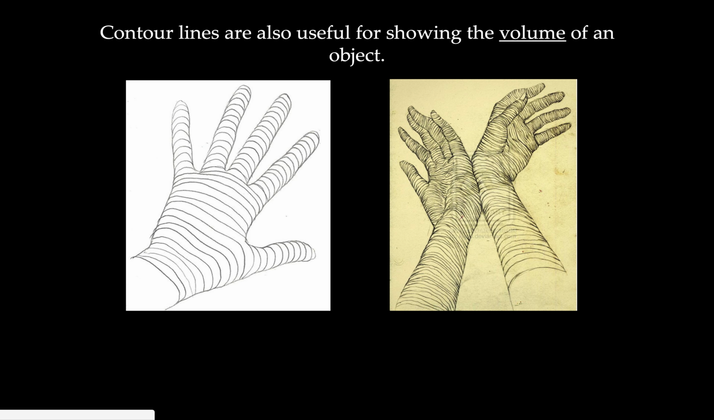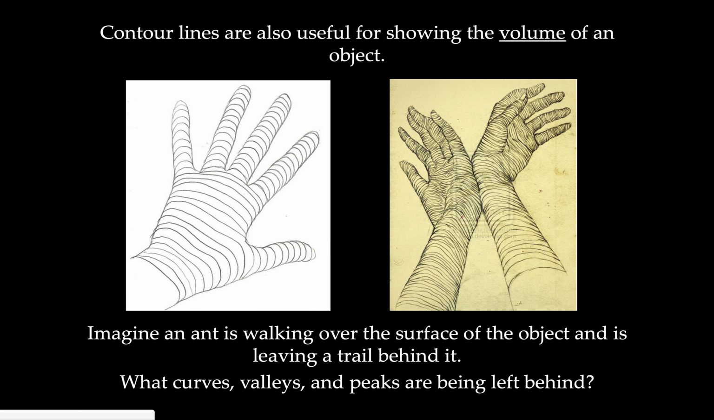So contour lines are also useful for showing the volume of an object. This is what I was talking about when I was talking about implied contour lines. So as you look at these pictures of hands, you'll see these curved lines that make the hand look more three-dimensional and round. One way that this has been described to me before is if you imagine an ant walking over the surface of the object and leaving a trail behind it, what curves or valleys or peaks are being left behind that ant.